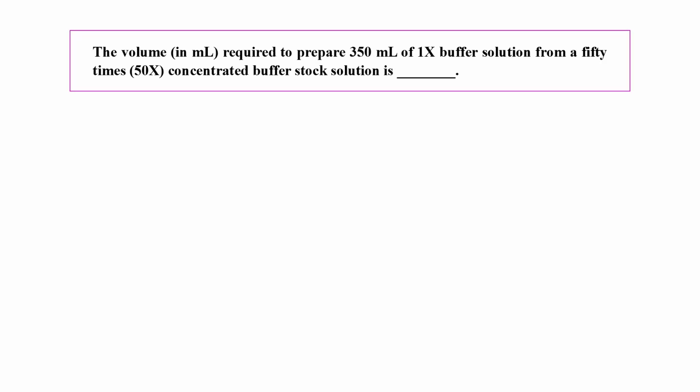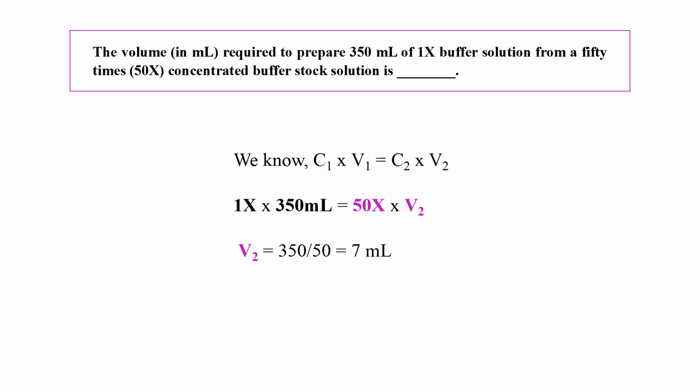The next question is, the volume in ml required to prepare 350 ml of 1x buffer solution from a 50 times concentrated buffer stock solution is. We know C1V1 is equal to C2V2. Here C represents the concentration and V represents the volume. So we have to prepare a 1x buffer of 350 ml volume from a 50x concentrated buffer stock solution. So the volume required to prepare this is 7 ml. The answer is 7.